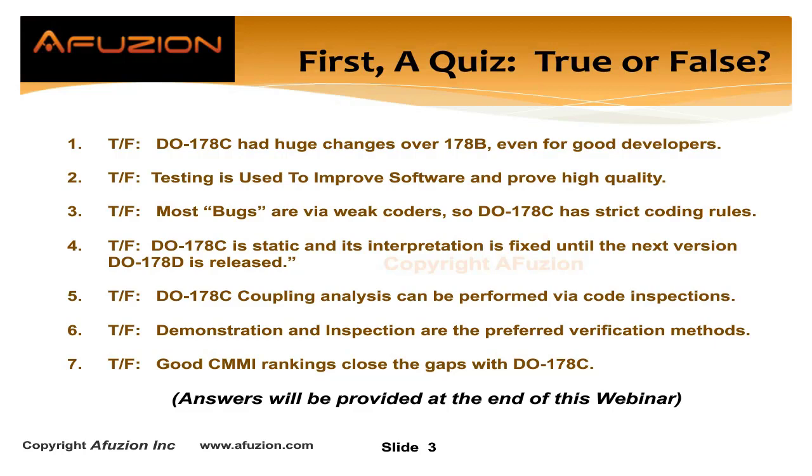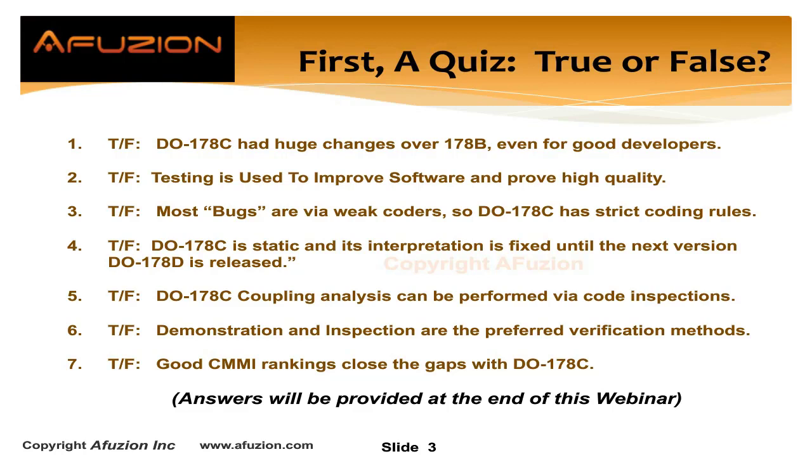Number 4, 178C is static. It doesn't change, and its interpretation is fixed until the next version, DO-178D, is released. Number 5, DO-178C coupling analysis can be performed by just inspecting the code. Number 6, demonstration and inspection are the preferred verification methods. And the last question, good CMMI rankings, capability maturity model, close the gaps with DO-178C.